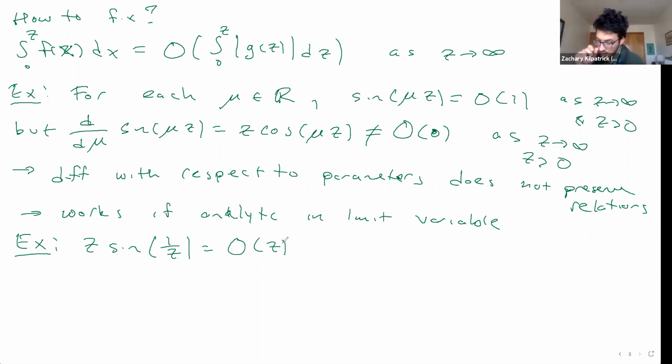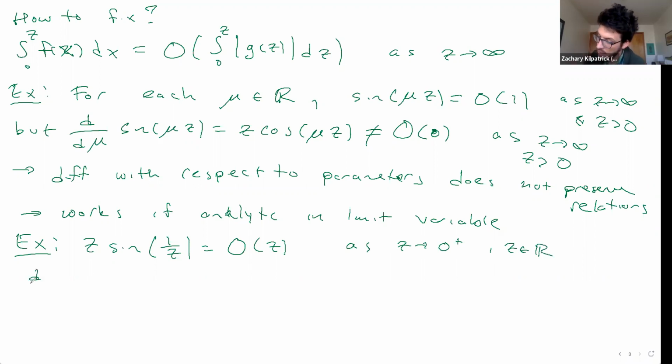Okay, another example. Let's take z sine of 1 over z. This is going to be order z as z goes to 0 from above, let's say. Even though this is wildly oscillating, the coefficient is vanishing. Or z lives in R.